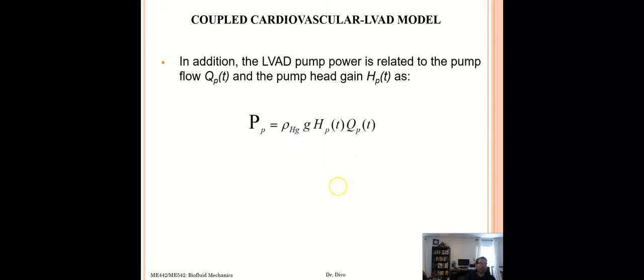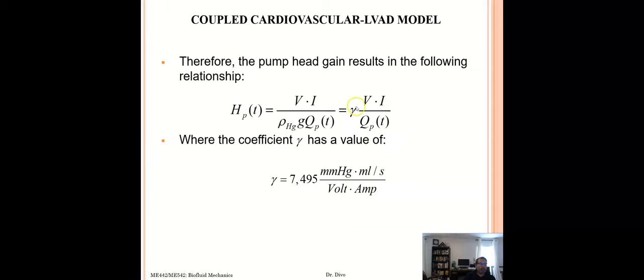So essentially this coefficient called gamma, which is nothing but a scaling factor, nothing but 1 divided by the density of mercury and gravity to equate these two equations, would already contain information about how the power is transmitted, because we're already using a resistance for the pump and an inductance for the pump. So basically now we have that the head of the pump is a function of the voltage supplied to the motor, the current supplied to the motor, the scaling factor gamma, divided by the flow that is actually resulting from the pump.